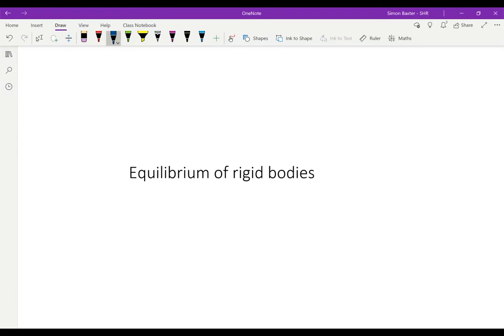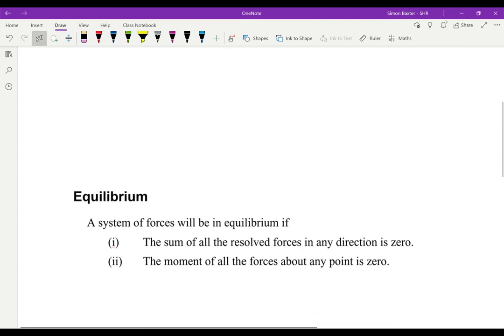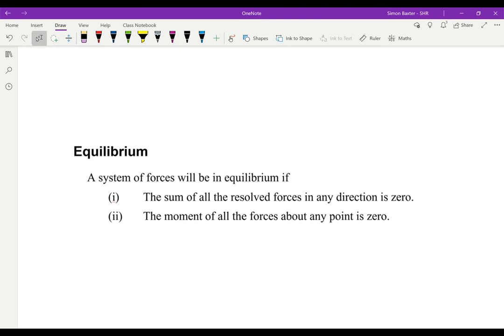In this video, I'm going to talk about the equilibrium of rigid bodies under the action of coplanar forces. That's forces acting in two dimensions. The conditions for equilibrium are exactly the same as they were in S1. A system of forces will be in equilibrium if the sum of all the resolved forces in any direction is zero, and if the moment of all the forces about any point is zero. And let's see how we can use this in a practical situation.